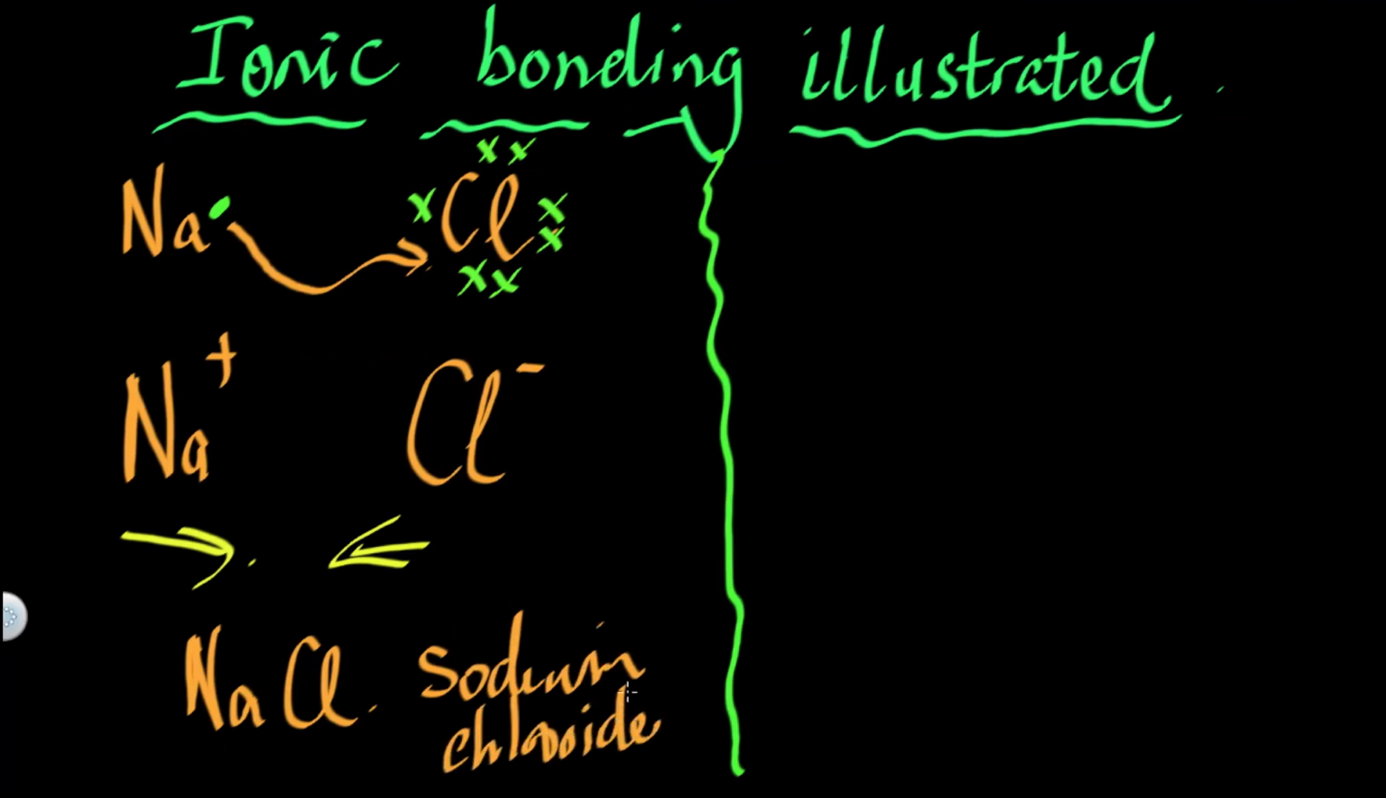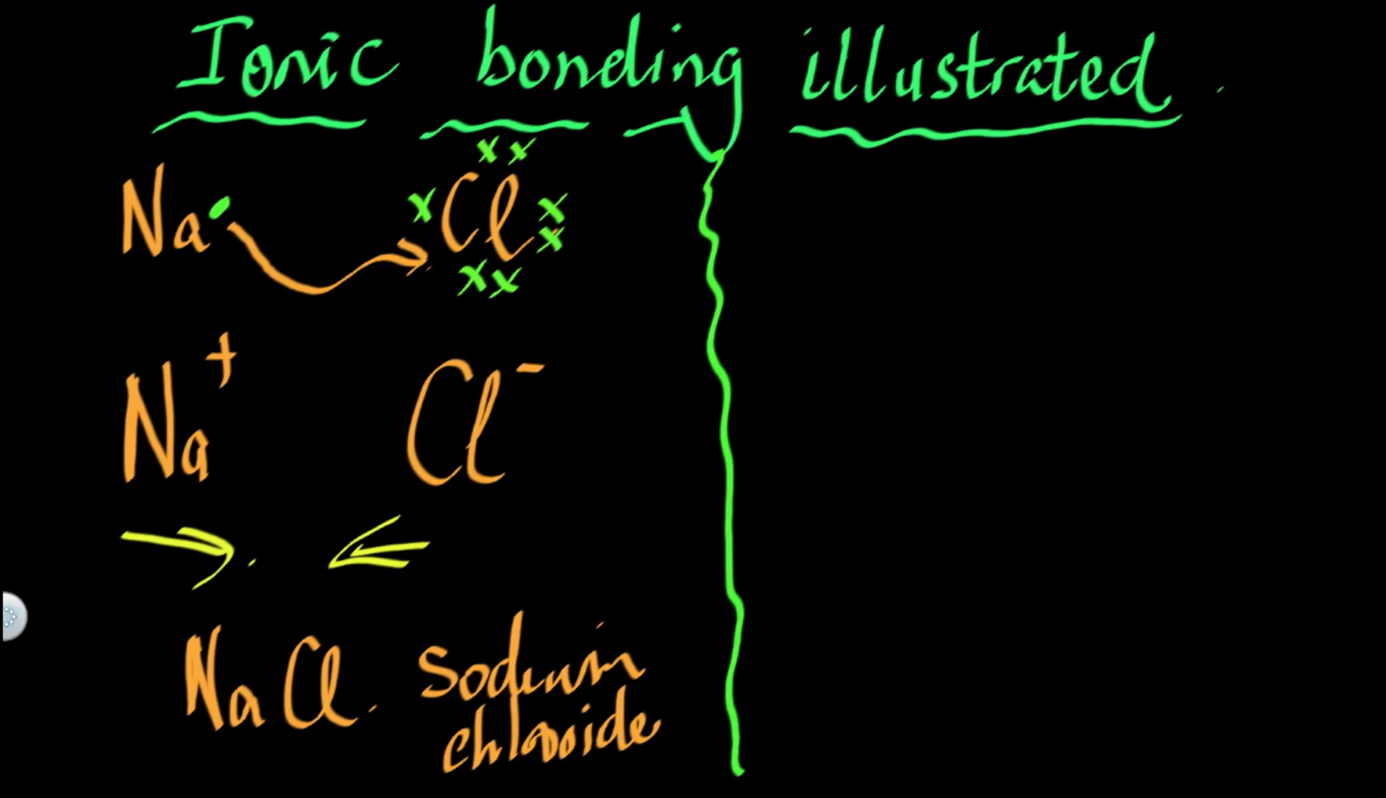The sodium chloride is neutral because the negative charge and the positive charge have the same magnitude. They are going to cancel each other out. And so we have a neutral substance called sodium chloride. It is called an ionic substance because it contains these ions, the sodium ion and the chloride ion, bonded together. This is how it happens.